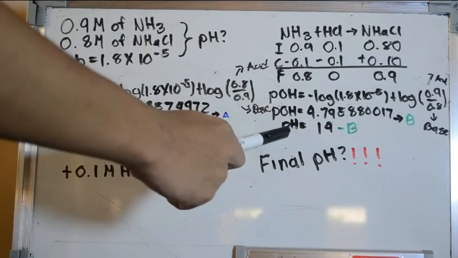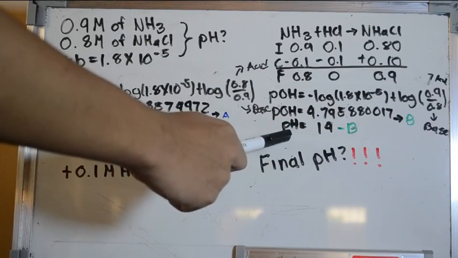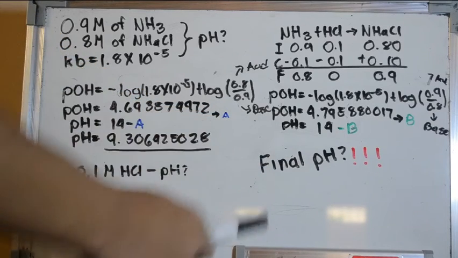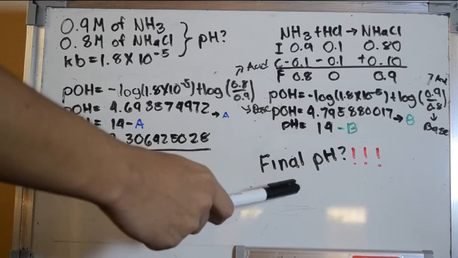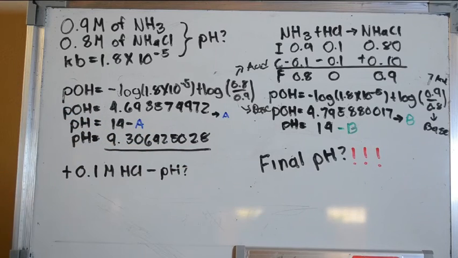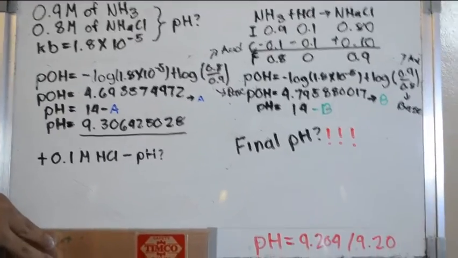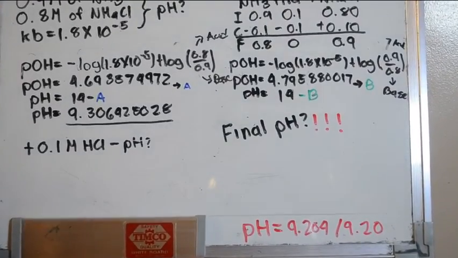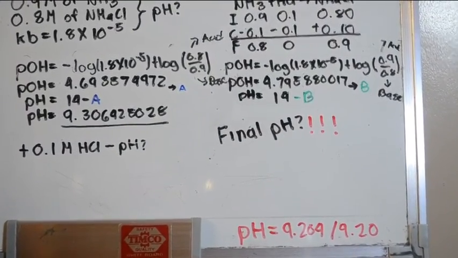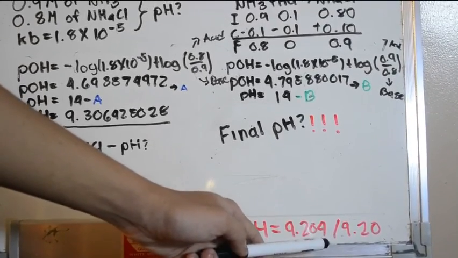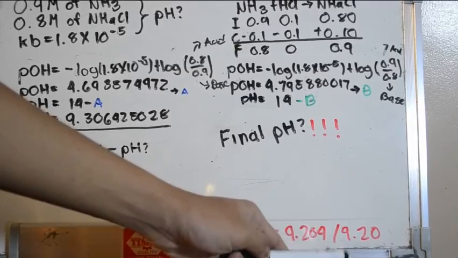Again, we subtract it from 14 to get the pH. The final pH is 9.204 or rounded off 9.2. That's the final pH. Thank you.